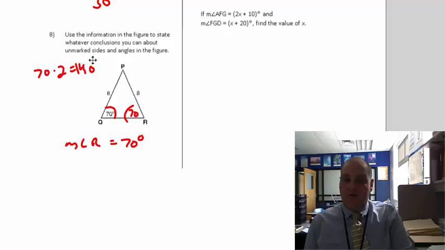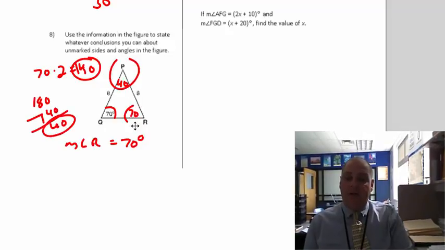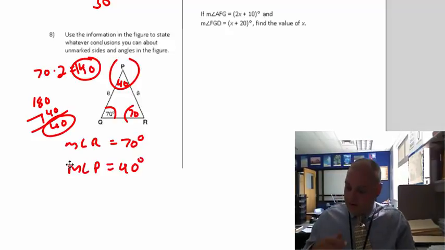140, not 40. 140, right? What do the 3 angles of a triangle add up to? Well, the 3 angles of a triangle add up to 180. So what's this last angle? This must be 40. 180 minus 140 gives me 40. So that last angle, angle P, measure of angle P is 40 degrees.